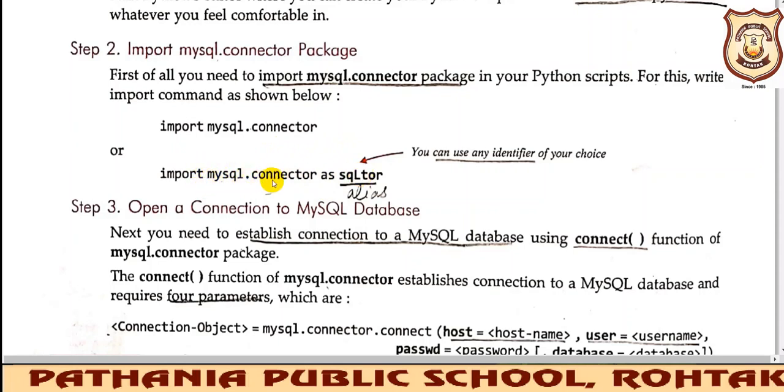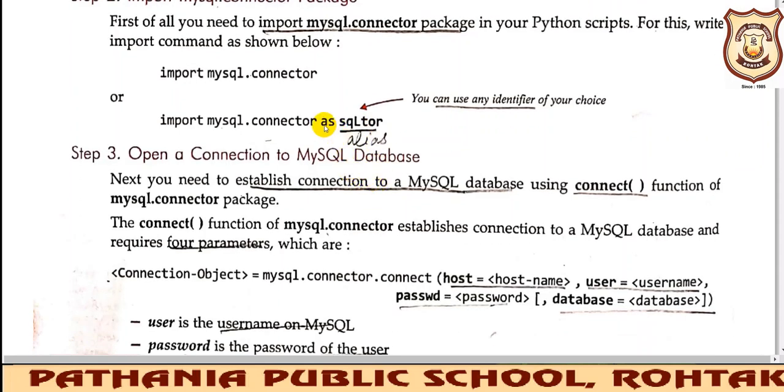So mysql.connector will now be known by this name, sqltor. It is your choice. Every time we need to create a link between Python and SQL, we will be able to do it with the help of this library only. SQL and Python connectivity will be done on the basis of this library only. So we have to use this name many times in the program, and we are giving a short name to this library as sqltor.